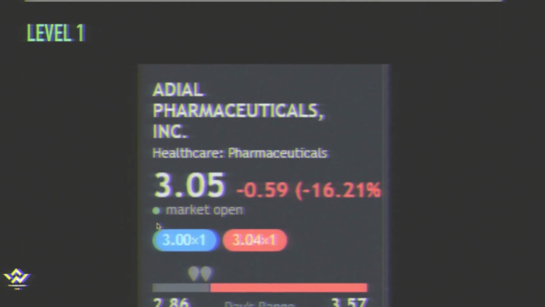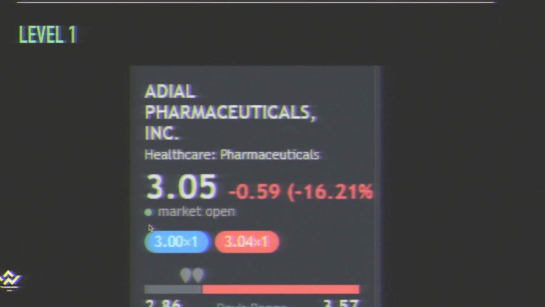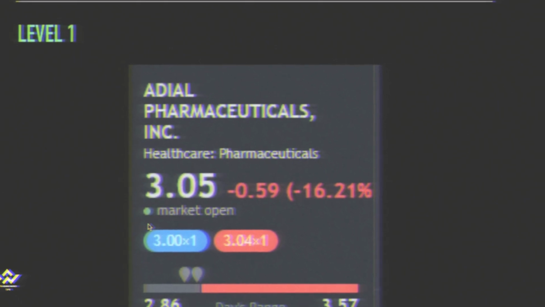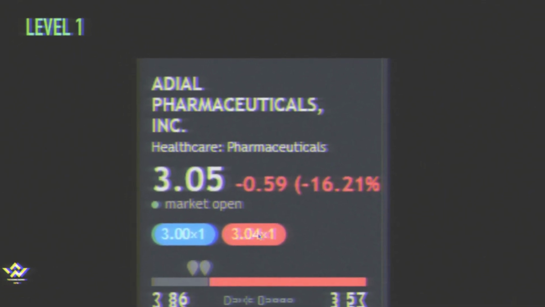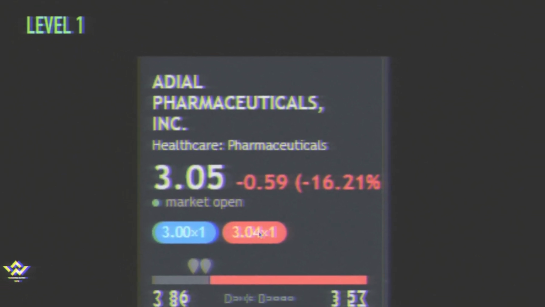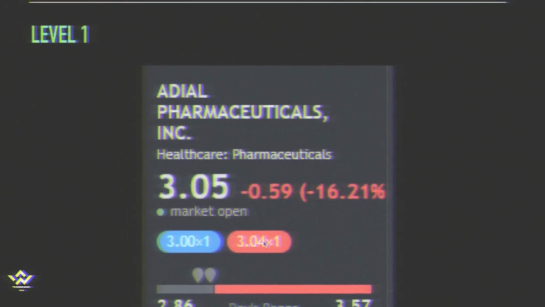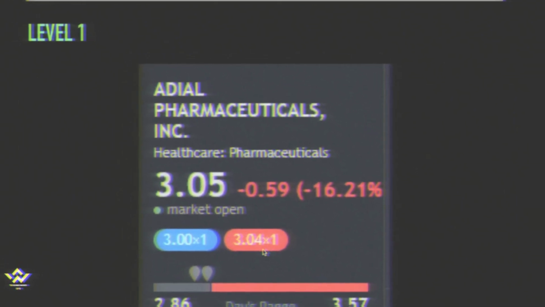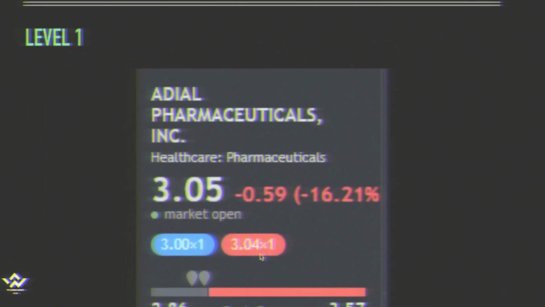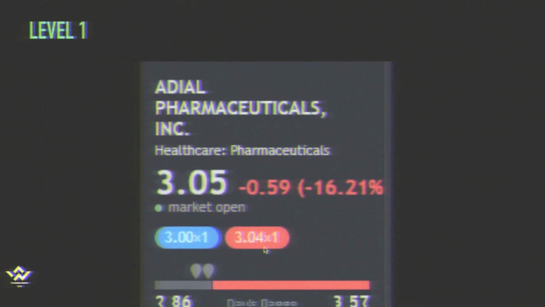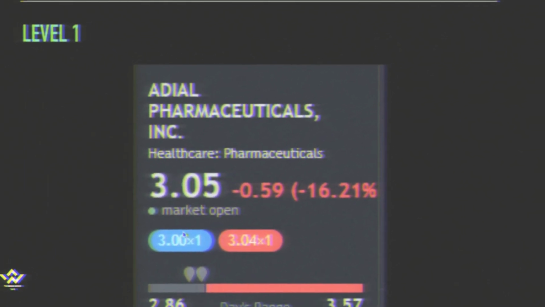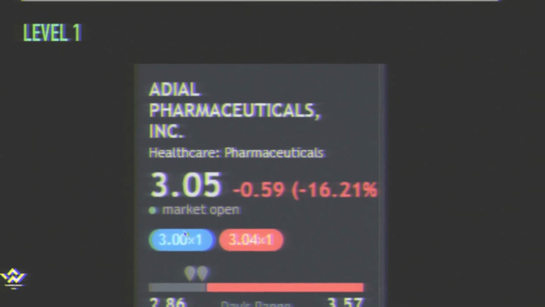Now, a little side note that I want to point out here is that it is extremely important to be aware of the difference between the bid and the ask price. If we wanted to purchase the stock right now, we would get it for $3.04. But if we wanted to turn around and immediately sell it, the best price we can sell it for is $3. So this automatically puts us down 4 cents on the trade.